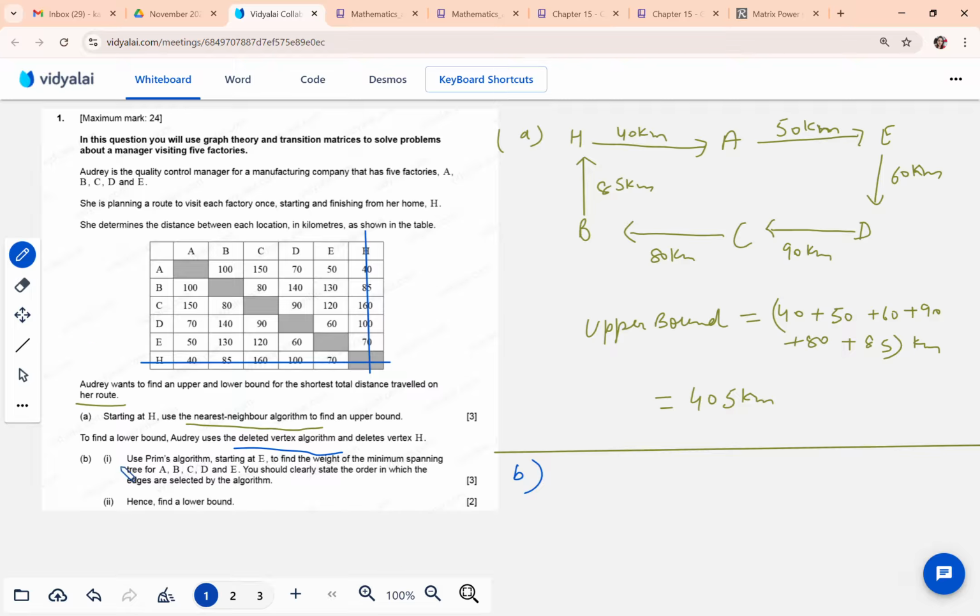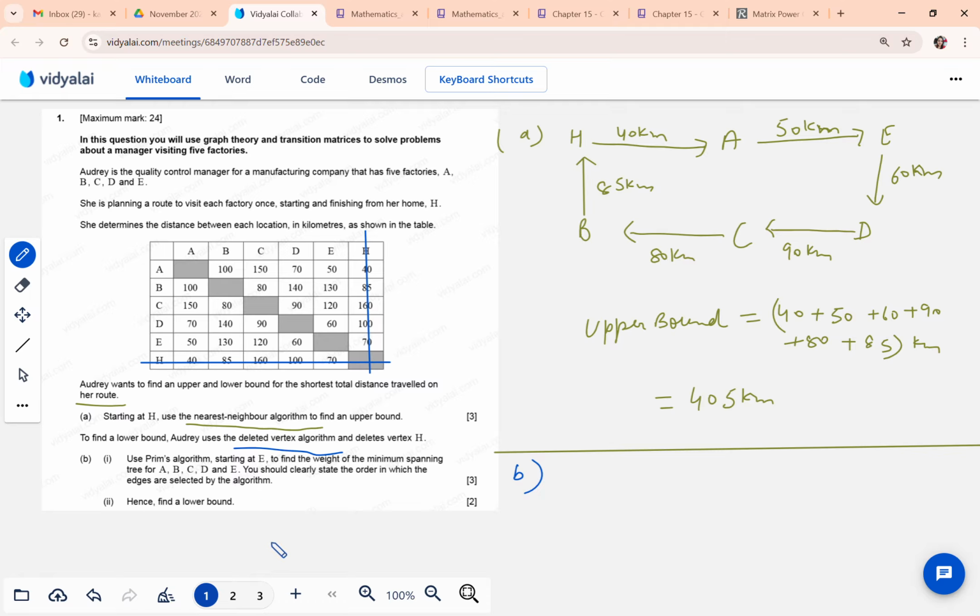B first part is use Prim's algorithm starting at E to find the weight of the minimum spanning tree for A, B, C, D and E. You should clearly state the order in which the edges are selected by the algorithm.